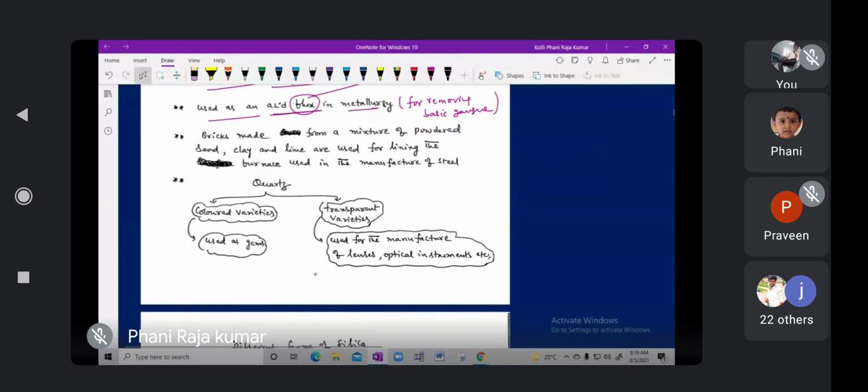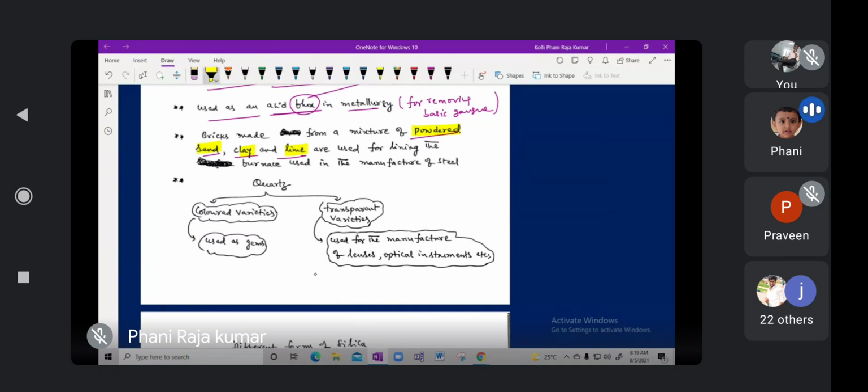Next, bricks made up of a mixture of powdered sand, clay, and lime. Three chemicals I am highlighting here: powdered sand, clay, and lime. With the help of all these three, we are preparing some type of bricks. They are always used for lining the furnace, used in the manufacturing of steel.